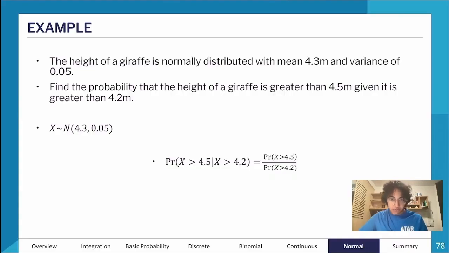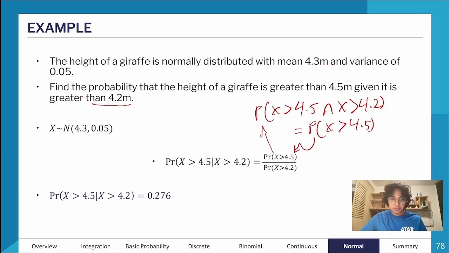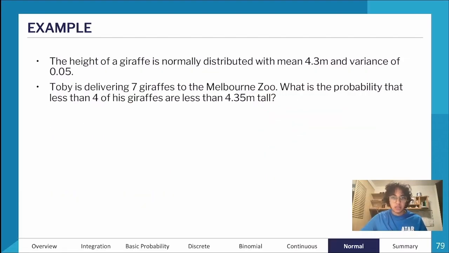Now this one here is conditional, right? So the probability that the height of a giraffe is greater than 4.5, given that it's greater than 4.2. So that numerator is the probability of x greater than 4.5, intersecting with the probability that x is greater than 4.2. And the intersection between these two regions is the probability of x greater than 4.5, which is why that's only present on the numerator. So entering that into our calculator, we'll get this.